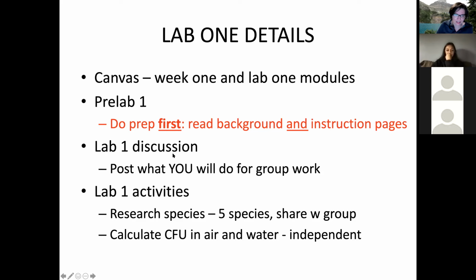The lab one discussion is where you're going to post what you will do for group work. Okay. And so basically the collaboration aspect of it is one where by Thursday you'll just say, hey, this is the part I'm doing. And then by Saturday you'll come back and provide the answer.